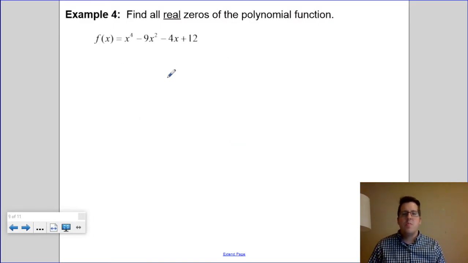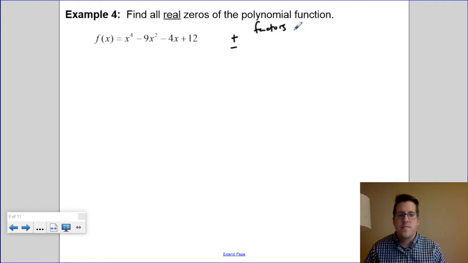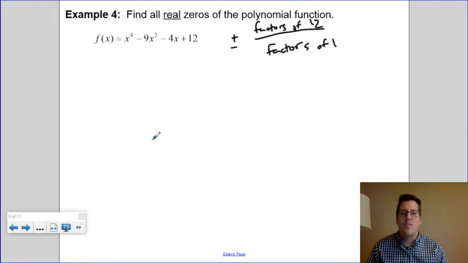Now, this next problem does not factor. I could go through the trouble of trying to see it, but there's not a pattern that exists between x to the 4th minus 9x squared and 4x and 12, or -4x and 12, as the case may be. So I'm going to look at all of my possible rational zeros. Remember, that's plus or minus factors of 12 over factors of 1.